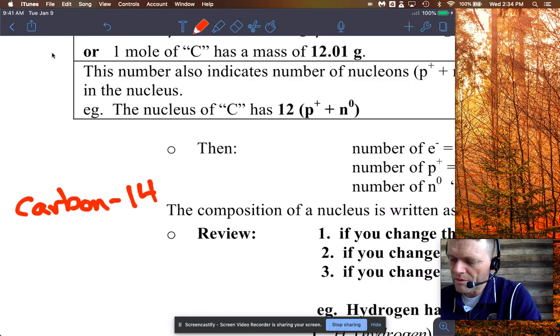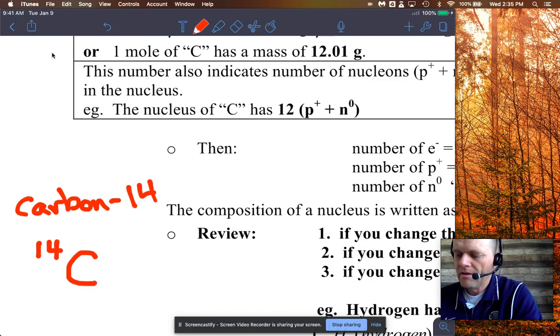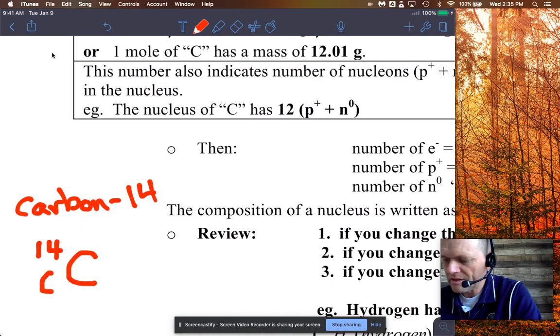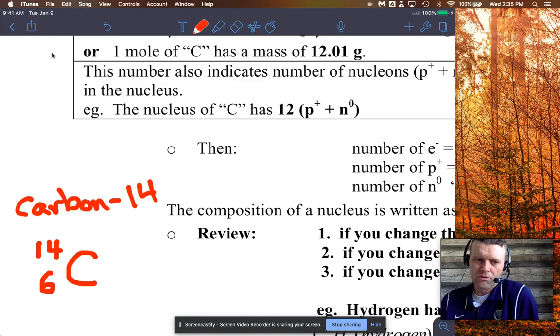Carbon 14 can be written like this. You can write the element symbol, but carbon 14 has 14 nucleons in it. So we put that number up here as the superscript, and we put the proton number as the subscript that's leading it, okay? So there's 6 protons in carbon.